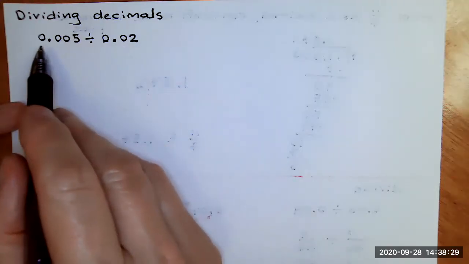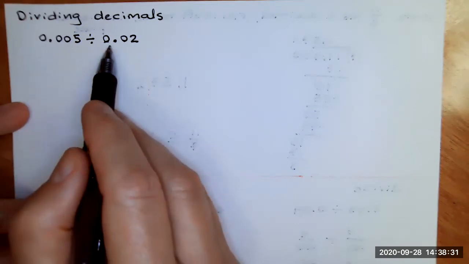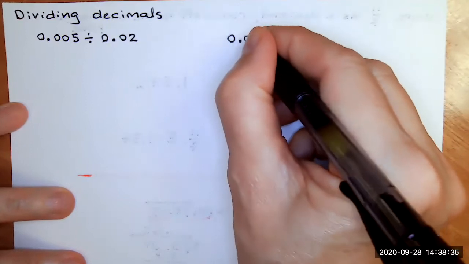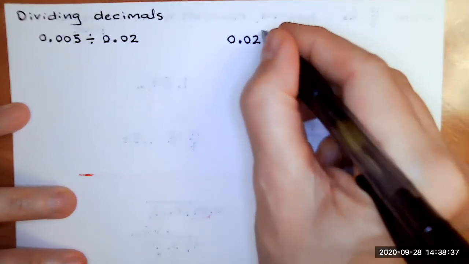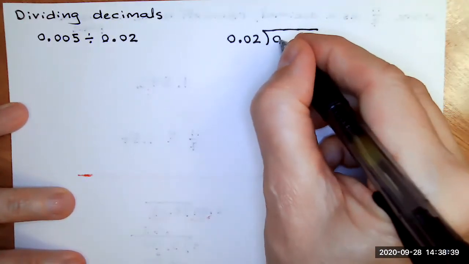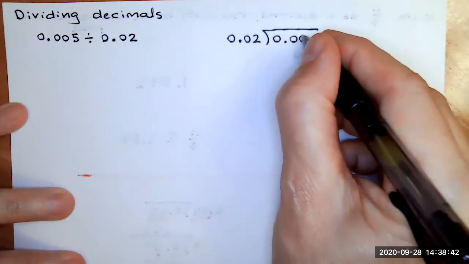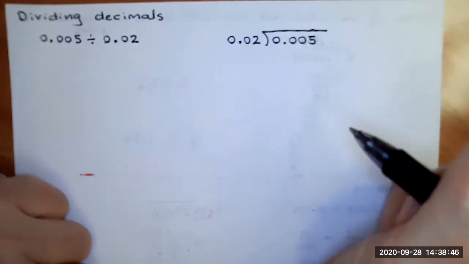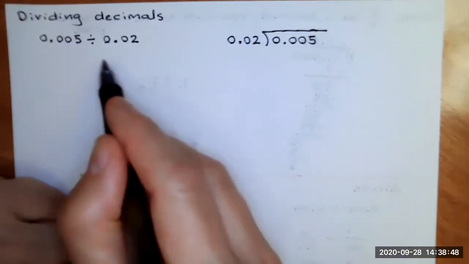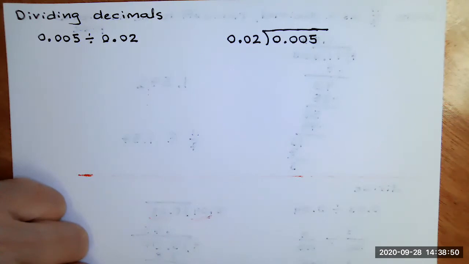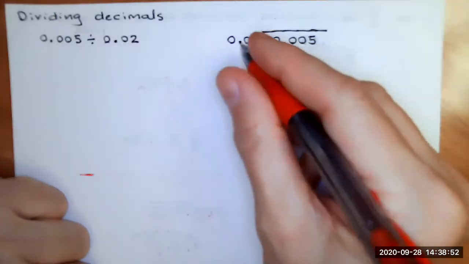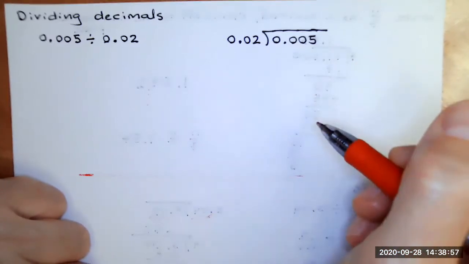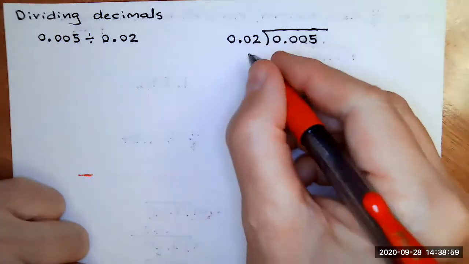Let's look at this example. We have 0.005 divided by 0.02. So that's 0.02 divided into 0.005. So the shortcut is, instead of writing out those fractions and canceling, we're going to move the decimal point on both numbers the same number of times.